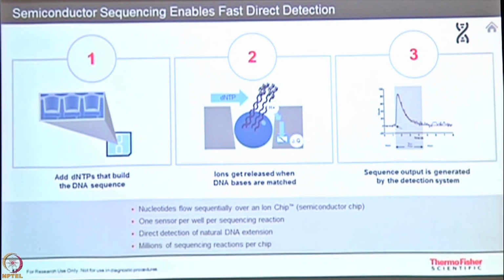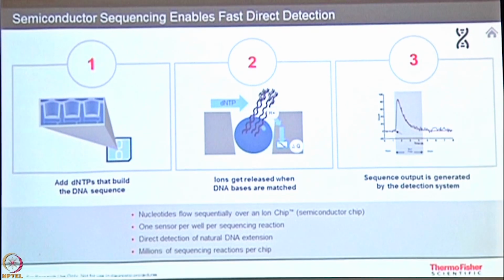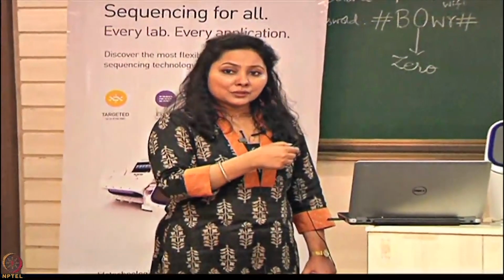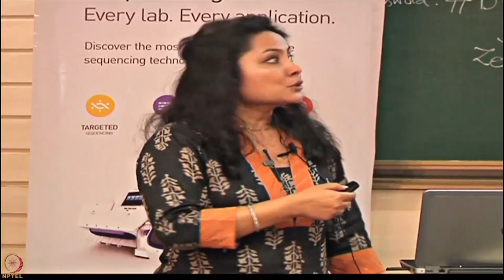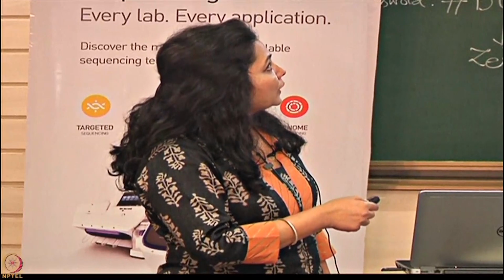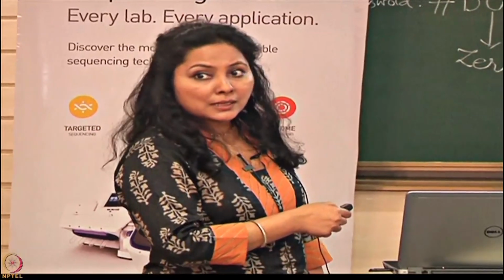dNTPs, yeah. So what the system does is add dNTPs sequentially onto the chip, and naturally we know that whenever a dNTP gets incorporated or polymerized into a growing chain of DNA, a bond is formed between the phosphate group and the hydroxyl group, and this phosphodiester bond, when formed, releases a hydrogen ion. So now we coated these library molecules onto this Ion Sphere.